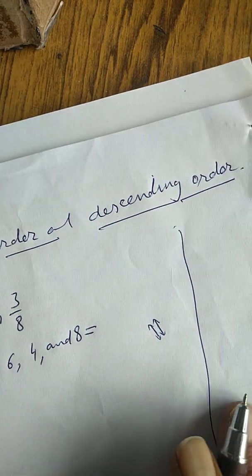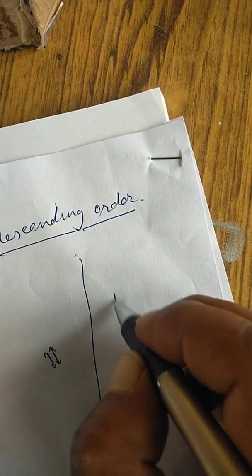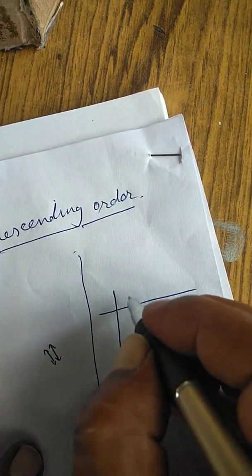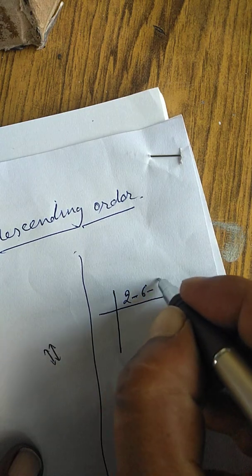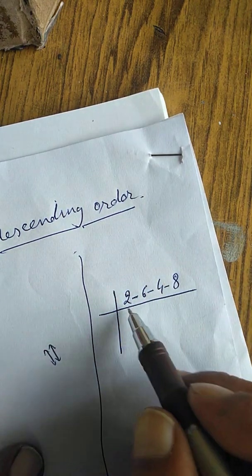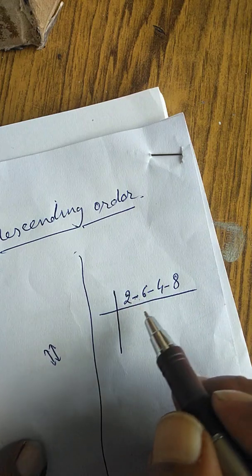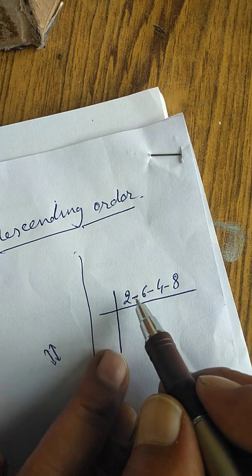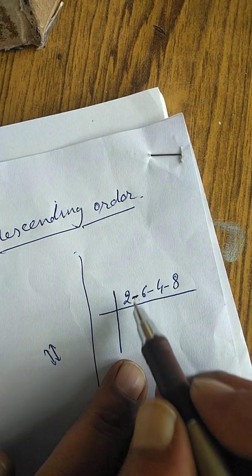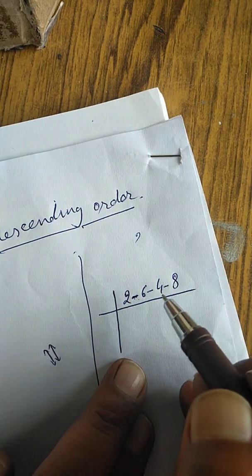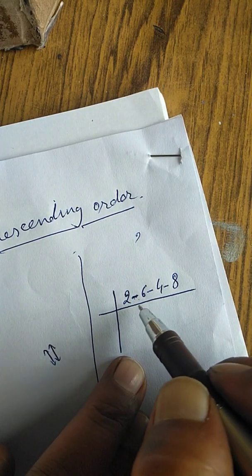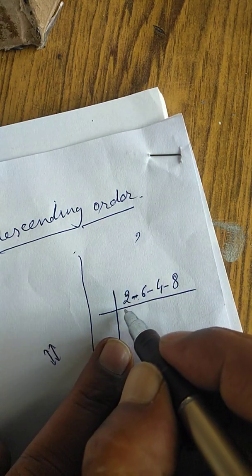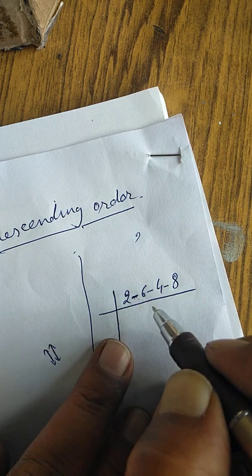Just draw the margin line, and we will find the LCM of 2, 6, 4 and 8. These are not minus signs, right? Remember it is a dash, or you can use a comma here. Now we will divide these numbers by prime numbers. By which prime number are 2, 6, 4 and 8 divisible?